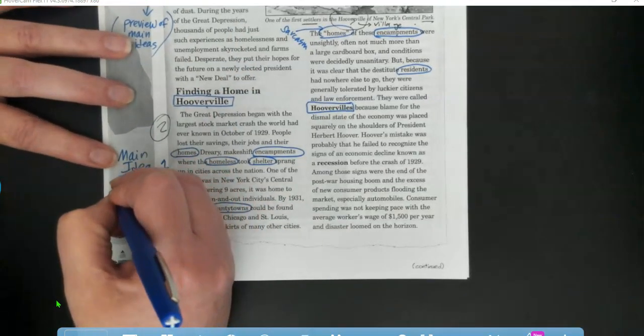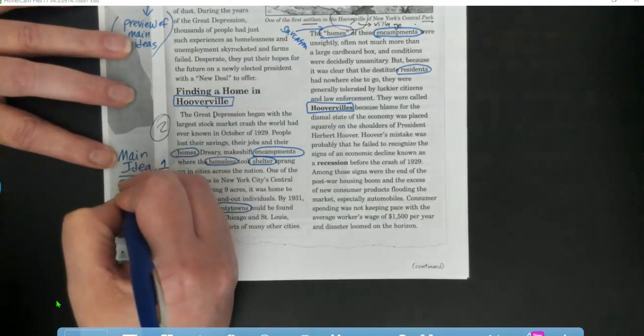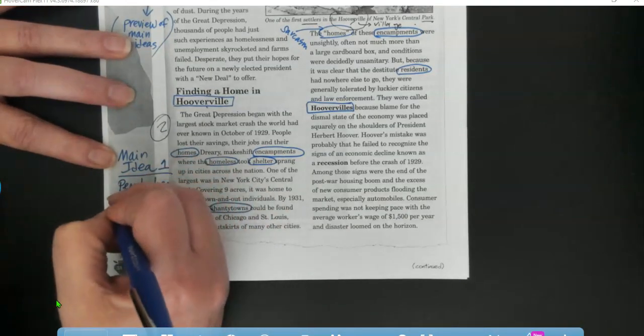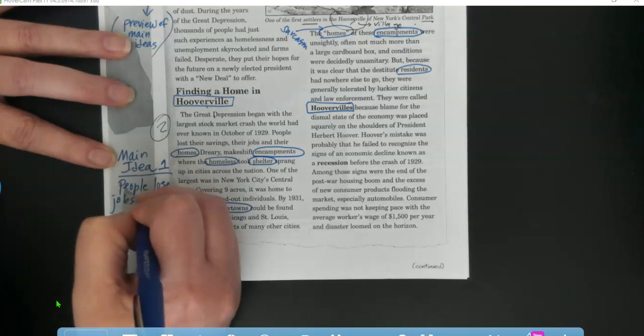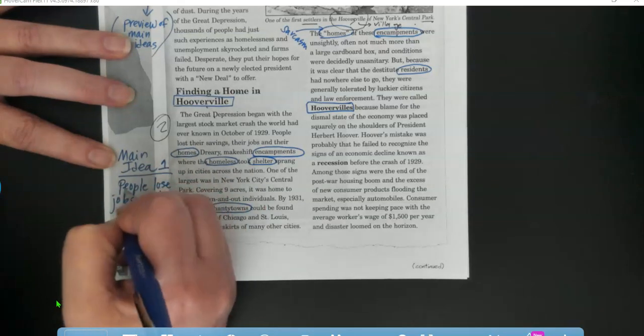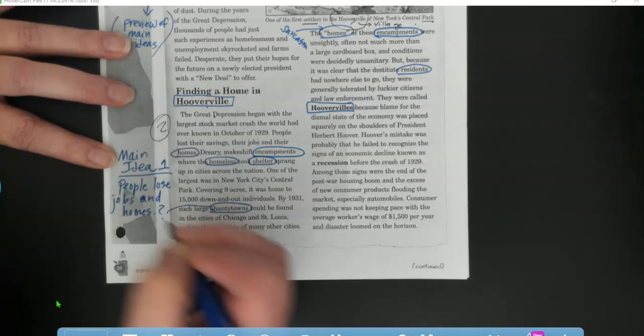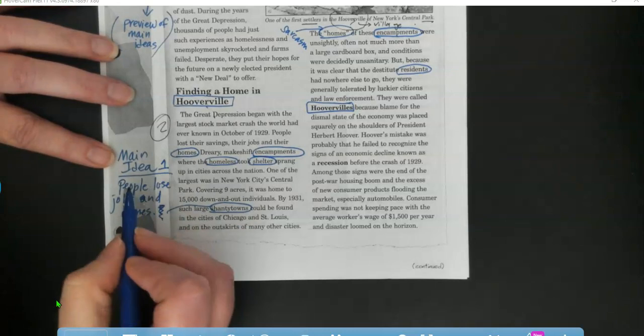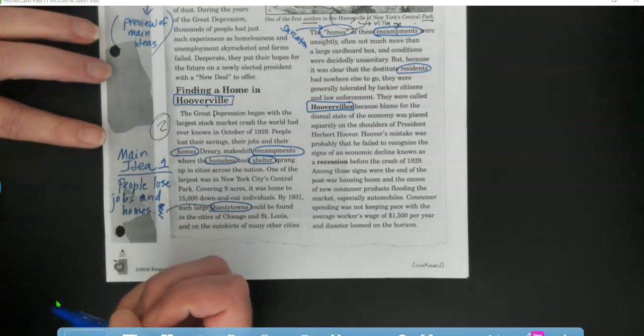So I'm going to say my main idea is: people lose jobs and homes. That's what this entire section is about. Okay? 1, 2, 3, 4, 5. 5 words right there.